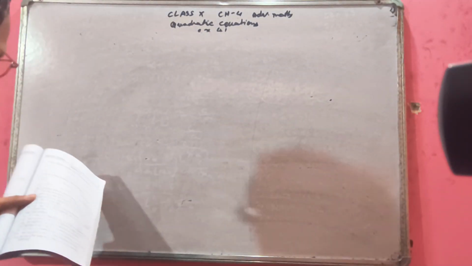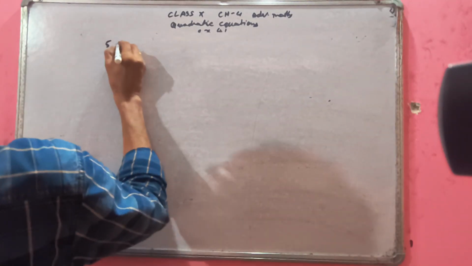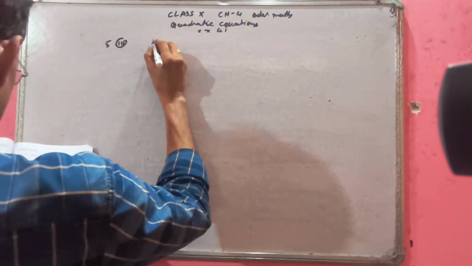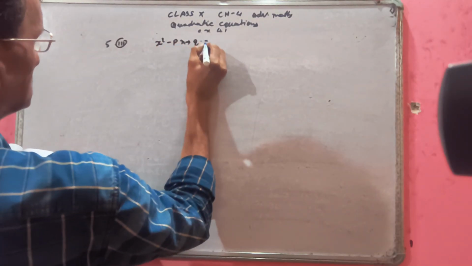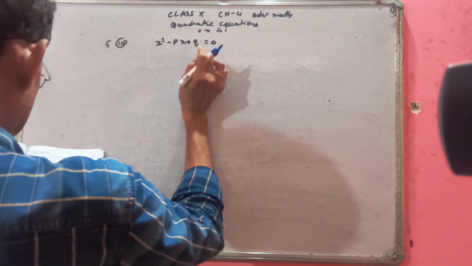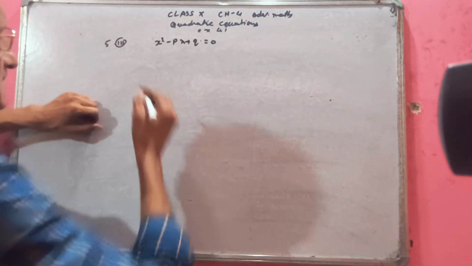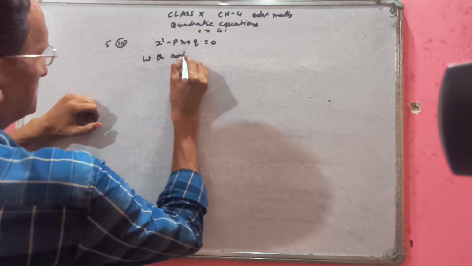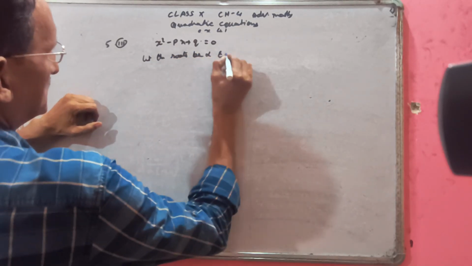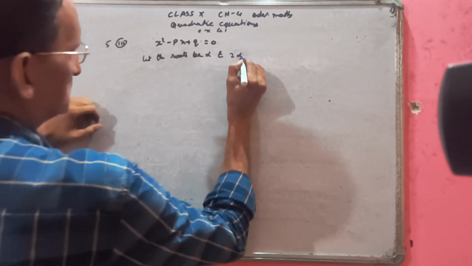Okay, now 5 number 3. One root is twice the other. The equation is x square minus px plus q equal to 0. This is the equation given, and the condition is one root is twice the other. Very easy. Let the roots be alpha and, sorry, 2 alpha, 2 times the other.